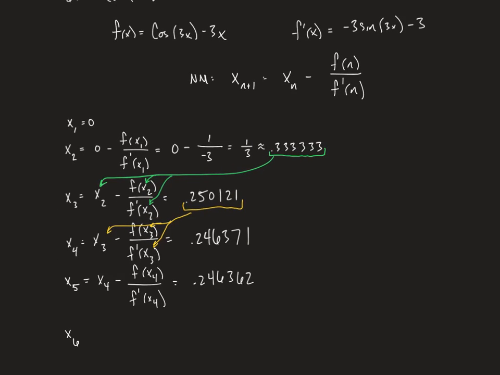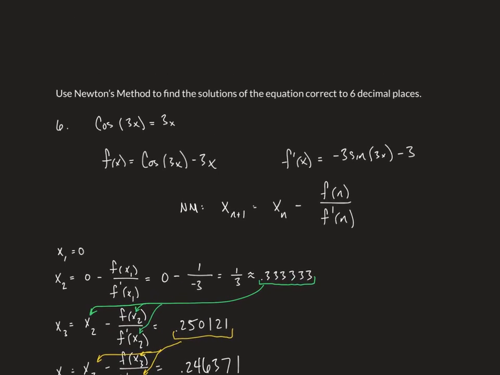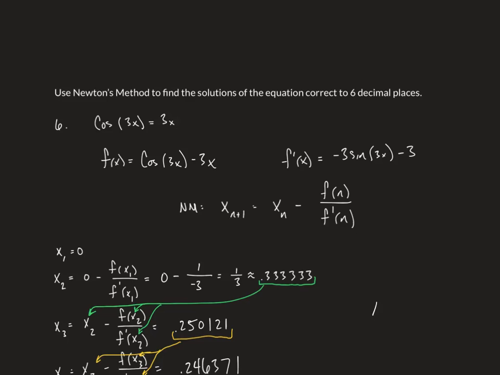After you do it the 6th time, you will also get 0.246362, and so then you can be confident, because these are the same, that the solution to this original equation is that x equals 0.246362 using Newton's method. All right, the next two I'm just going to go through quickly. I'll set them up and then I'll just show the solutions that we'll get from them.